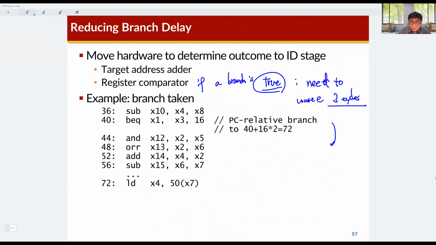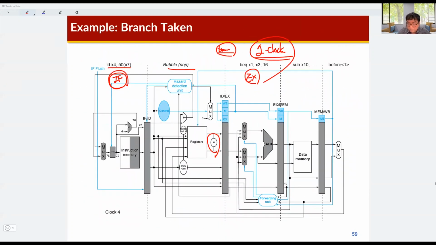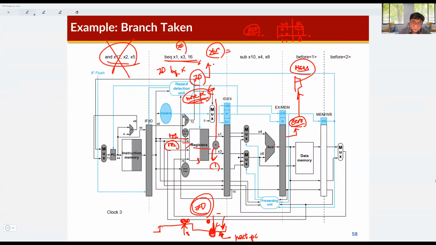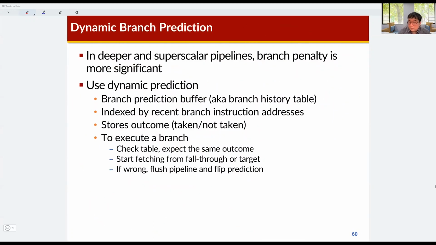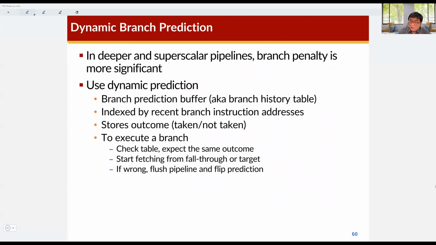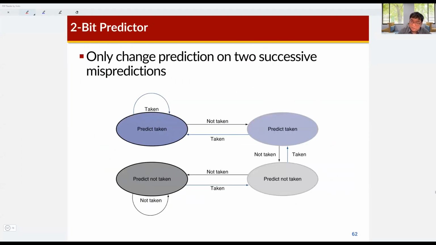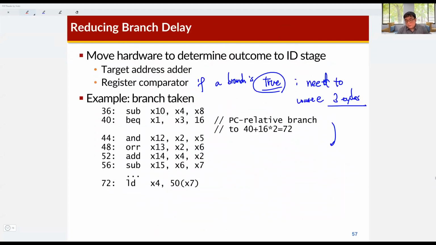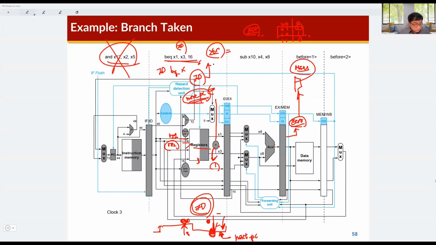So I stop here, and in the next class I will briefly explain branch prediction and how exceptions are handled in the pipelined processor. Do you have any questions? Thank you for your attention, and see you in the next class.